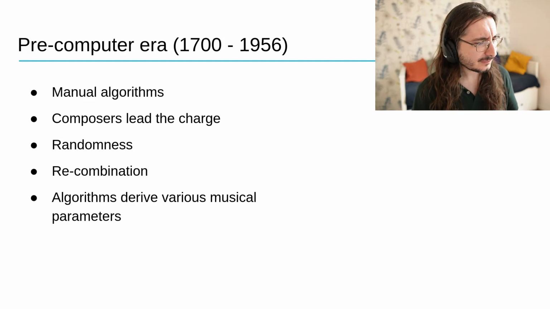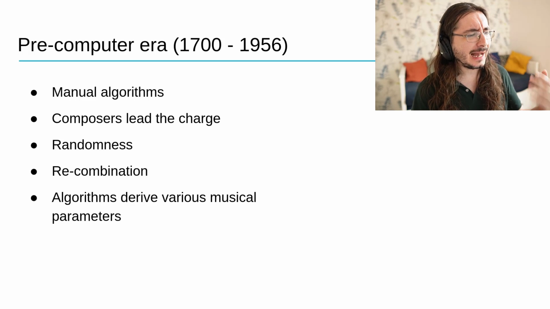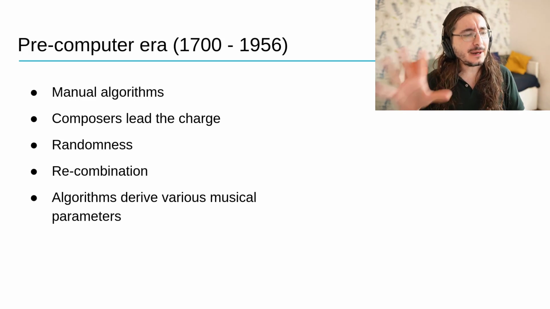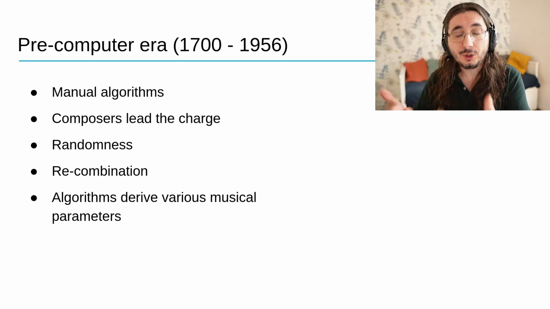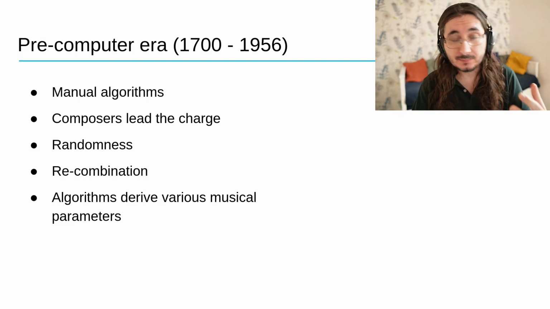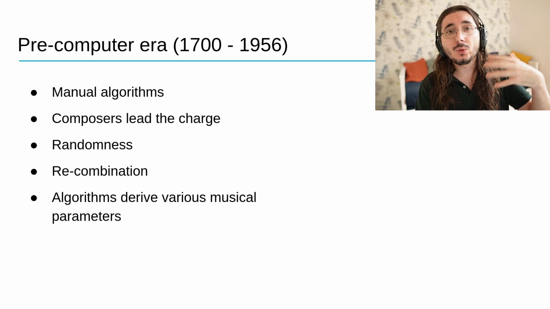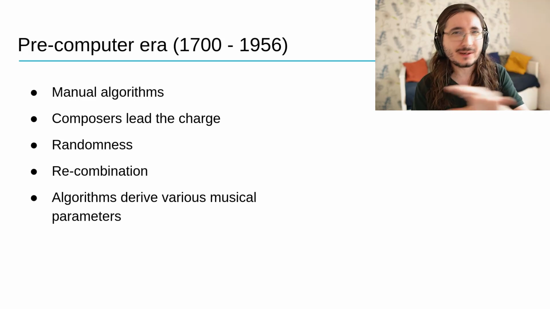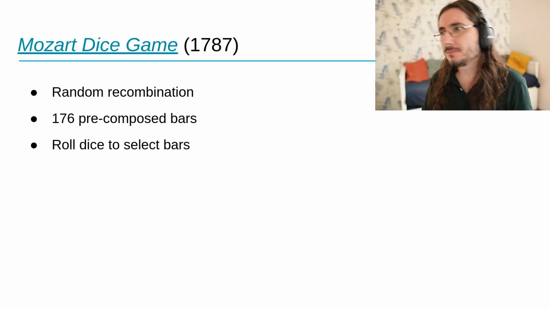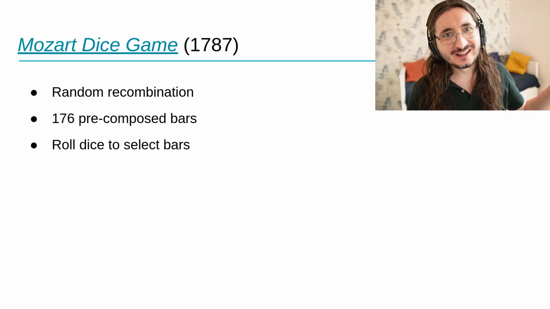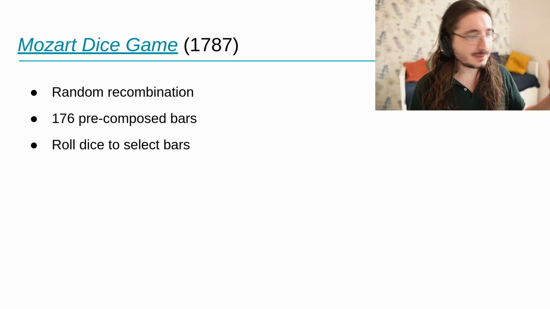That's super cool. And they also use algorithms to derive various musical parameters, like for example, they come up with notes, with rhythms, durations, or articulations. And there's also another cool example about this. Let's get started with the first example that I have for you for the pre-computer era, and that comes from His Majesty Wolfgang Amadeus Mozart.